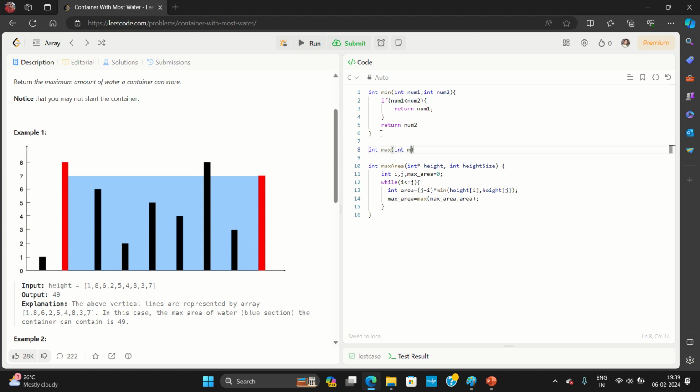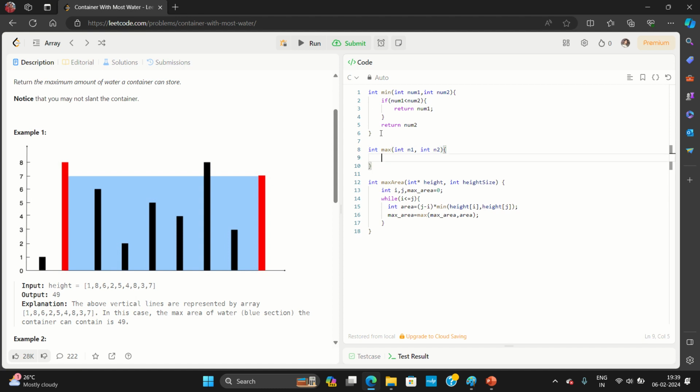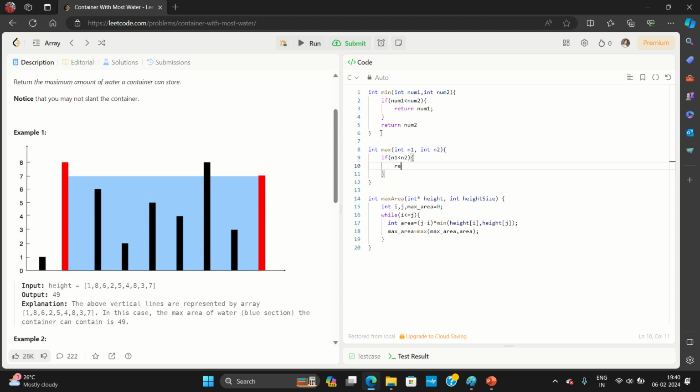Similarly, we can write a function for finding the maximum. It should take two parameters, say n1 comma n2, and if n1 is less than n2, and we are finding out the maximum, so as n2 is greater than n1, we can return n2, otherwise we return n1. Fine.